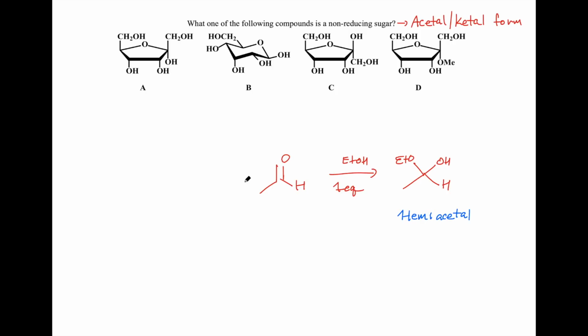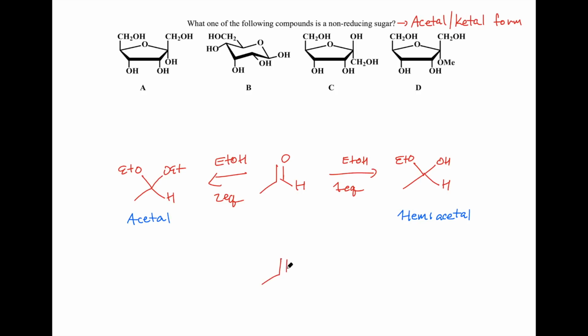Okay? Now what if we added two equivalents of ethanol? What we're going to form is the acetal. Notice in this molecule, we still have that hydrogen, because that's the key giveaway that this is from an aldehyde, but now we have two equivalents of ethanol added. We could add any alcohol here, but in this case we use EtOH. The dead giveaway here is two ethers connected to the same carbon.